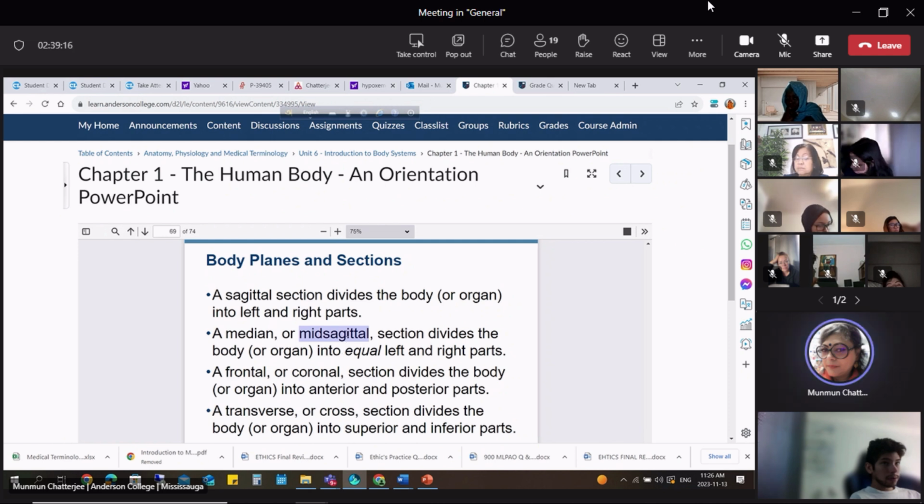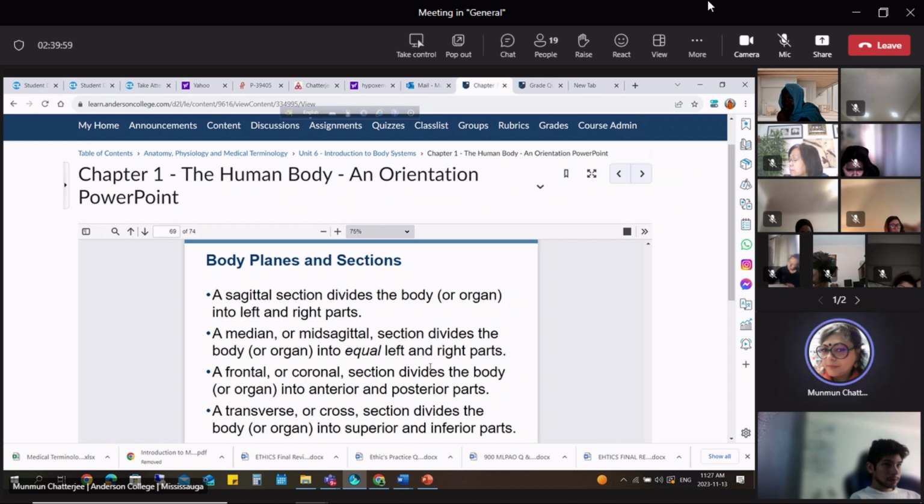The mid sagittal section is one kind of sagittal section. A sagittal section can divide the body into left and right, but it may not be equal. It may be a little bit more left, a little bit more right, but it is dividing the body into two parts, left and right. But mid sagittal is the sagittal section which divides the body into equal left and right. So mid sagittal is a sagittal section.